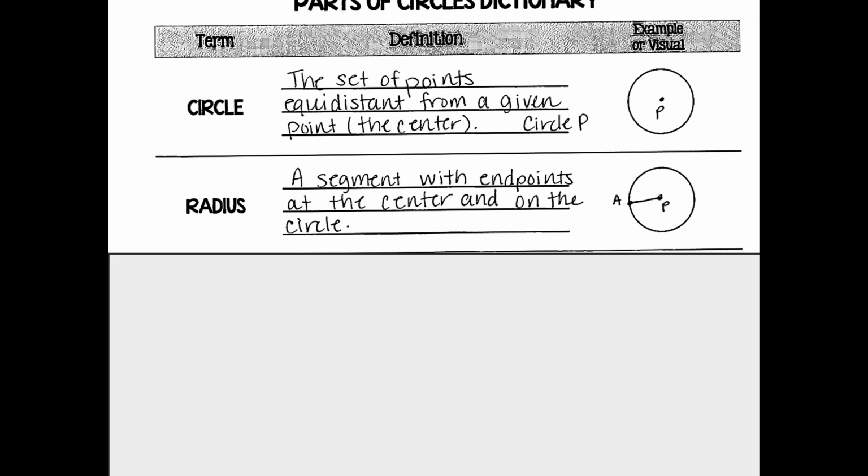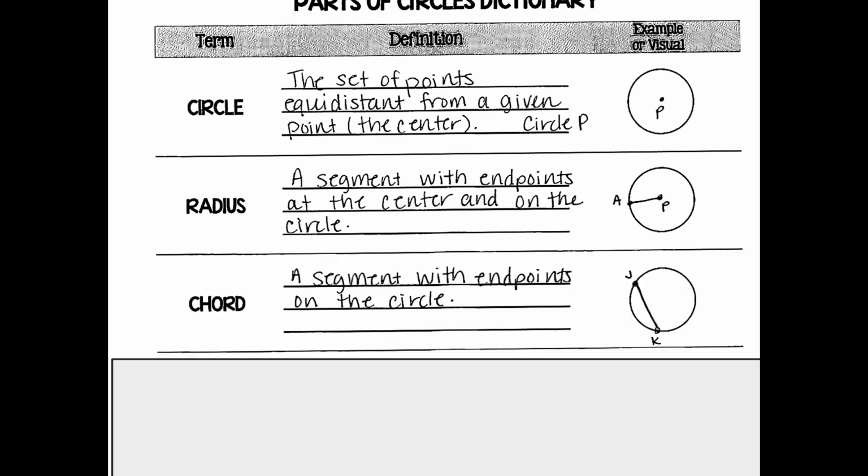Radius of the circle is a segment with endpoints at the center and on the circle. A chord is a segment with endpoints on the circle. Notice that the chord is not going through the center point P.